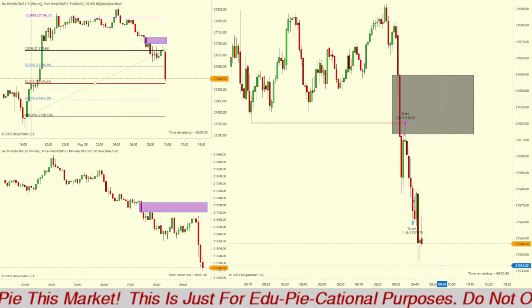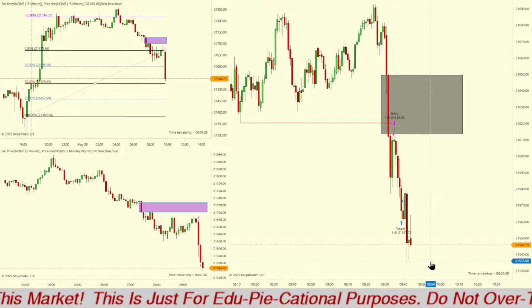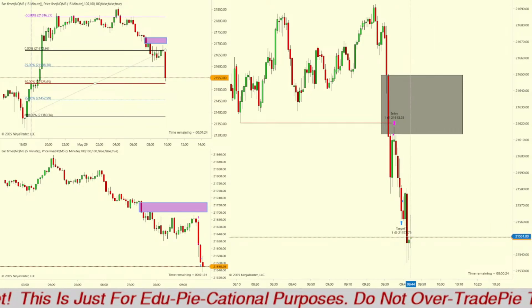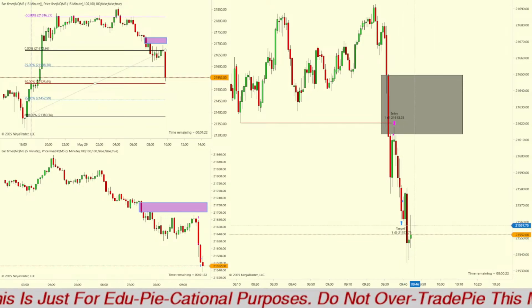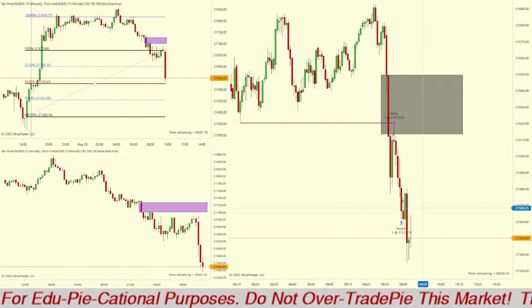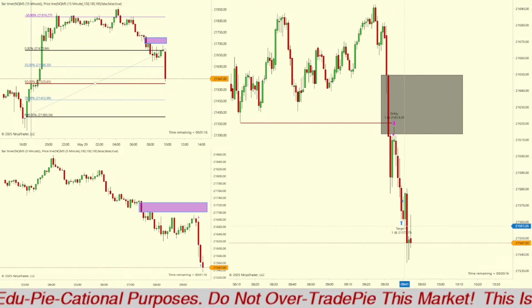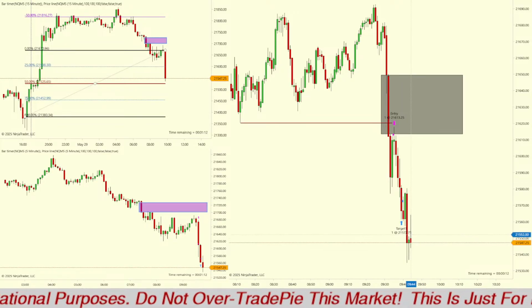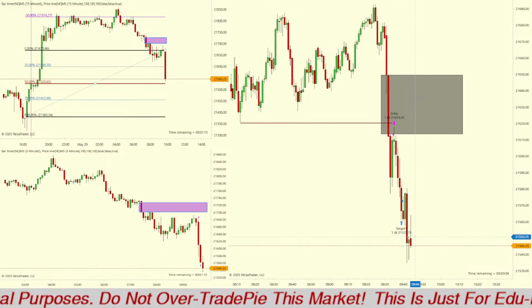Now we are trading the 50 level. We can see the price is reacting to this area over here nicely. The wicks are allowed to go out of the area, but the bodies are important. The body of this candle is staying in the lower half.